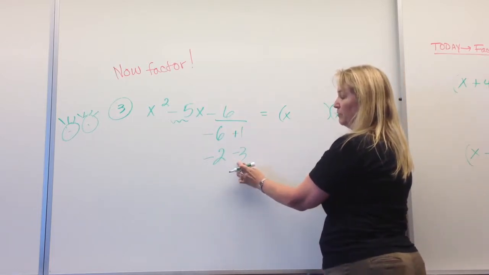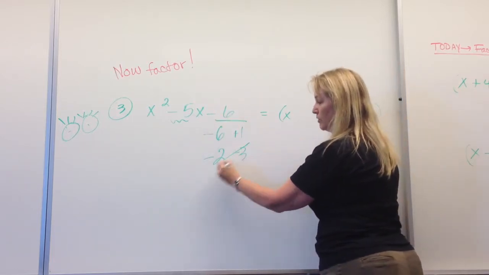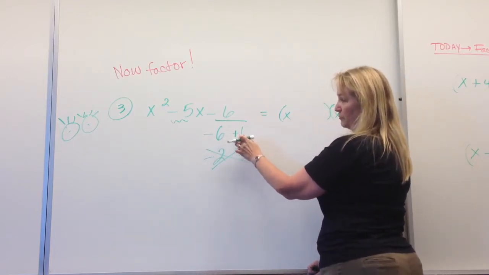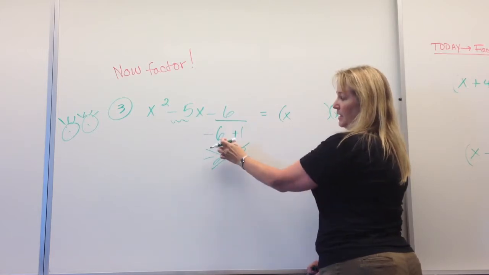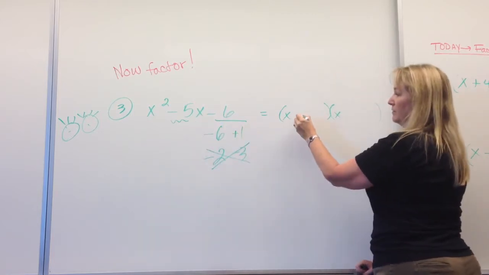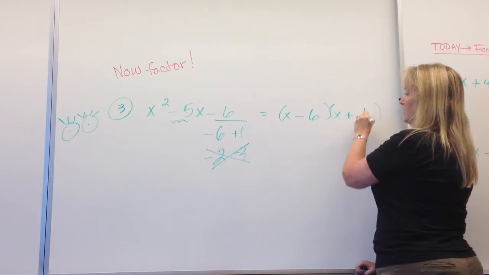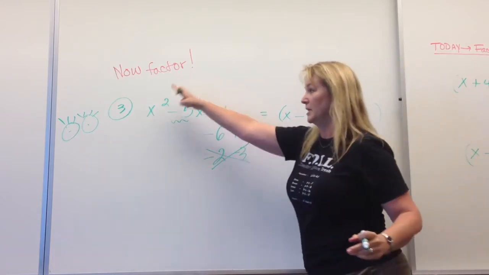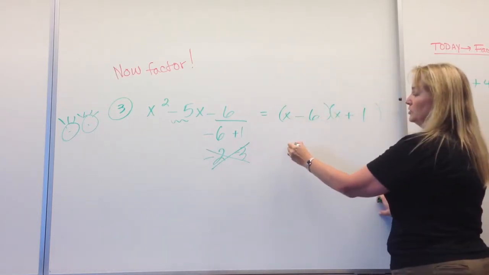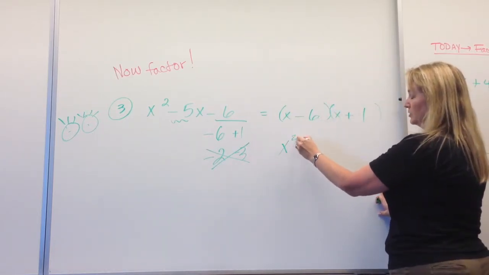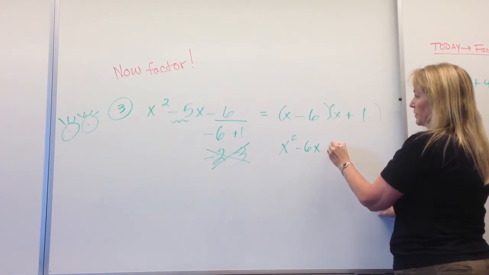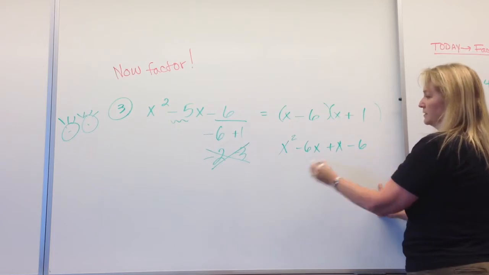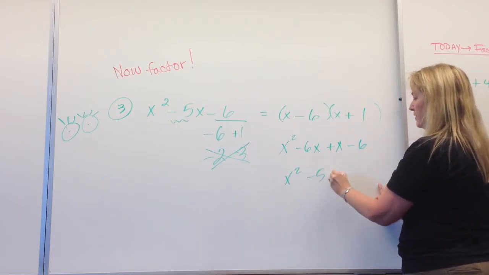Negative 2 times negative 3 is a positive 6, so that pair is eliminated. Negative 6 times positive 1 is the negative 6. Negative 6 plus 1 is negative 5, so I have just factored. And it's always good to check, but you've really much already done your checking here. So just to check, I would have them check x squared minus 6x plus 1 minus 6, and they get x squared minus 5x minus 6.